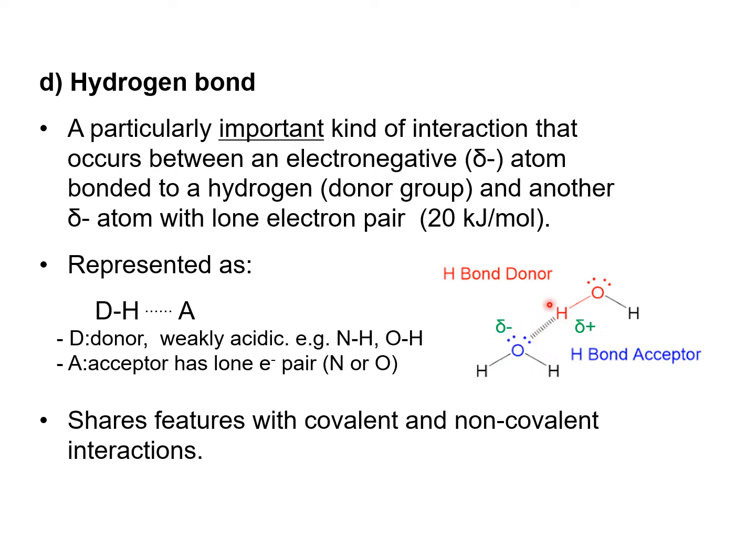And the hydrogen atom here, which is attached to the oxygen, an electronegative atom, has the delta plus electropositivity. And this oxygen atom on the other water molecule has electronegativity because of the lone electron pair on the oxygen atom here. So these two atoms interact with each other to form the hydrogen bond.